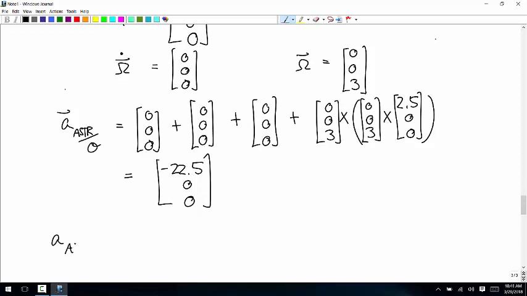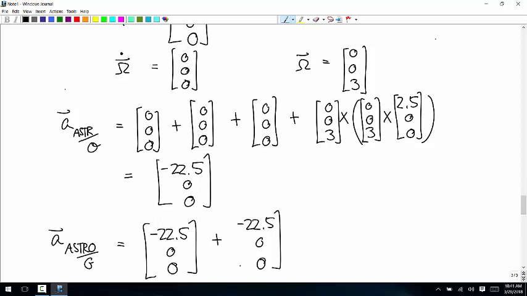And so the acceleration of the astronaut relative to the ground is negative 22,500 plus negative 22,500, so negative 45,000. And so with any of those calculations, you can come up with something you could then use in Newton's second law to calculate the net force or individual forces or whatever. Any questions about that?